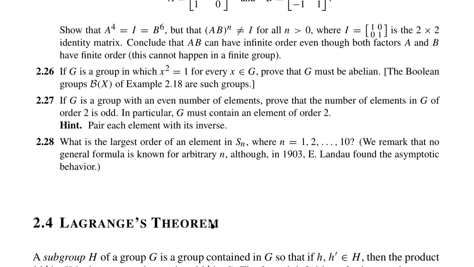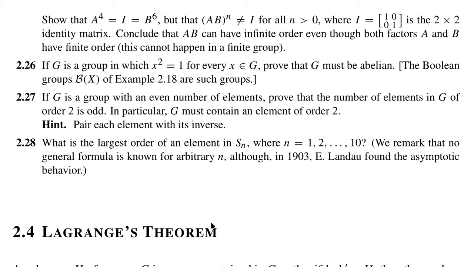2.27 says that if you have a group with an even number of elements, prove that the number of elements in G of order 2 is odd. Oh, I think this is exactly the p set problem we had, isn't it?